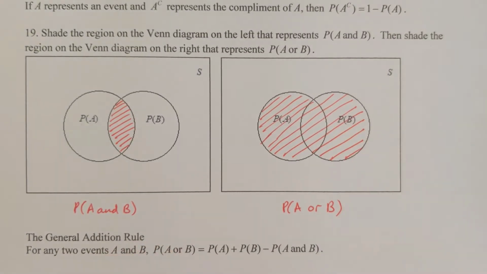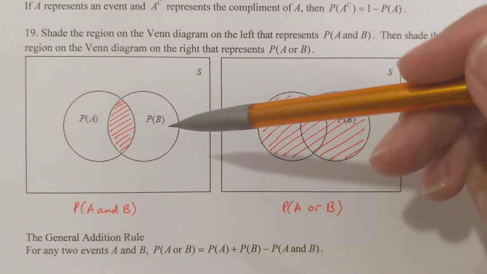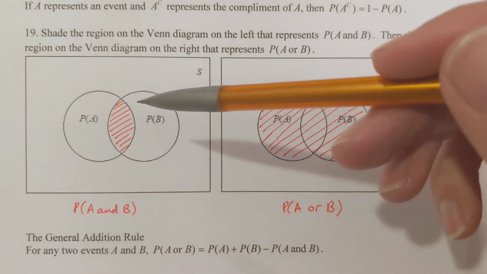Problem 19 is where we want to shade the region on the Venn diagram on the left that represents the probability of A and B. Then shade the region on the Venn diagram on the right that represents the probability of A or B. Okay, and so if I'm in A and B, I'm going to shade in the overlap.